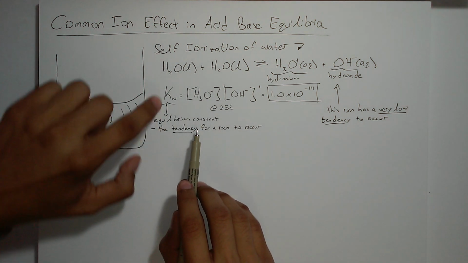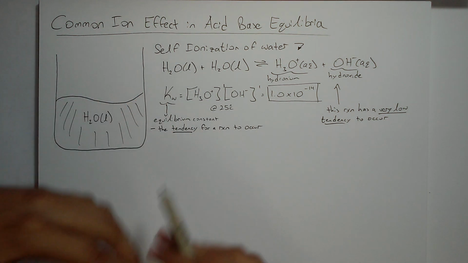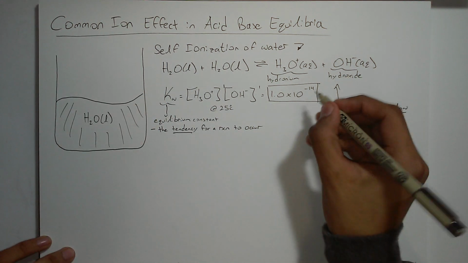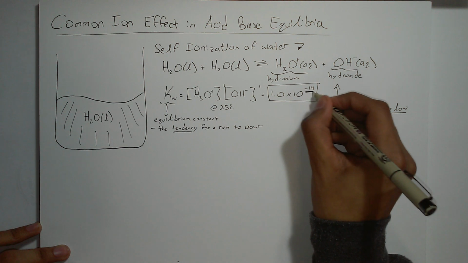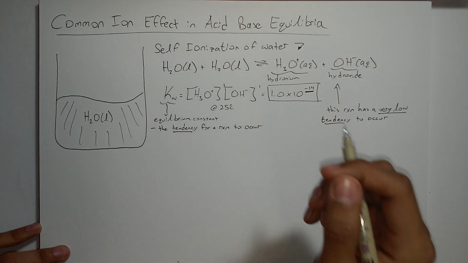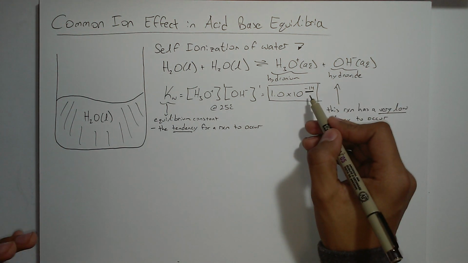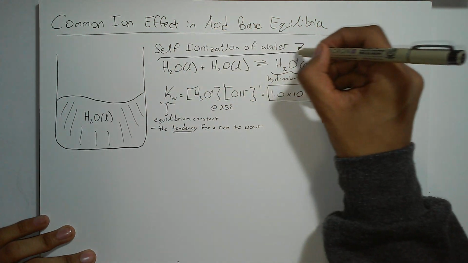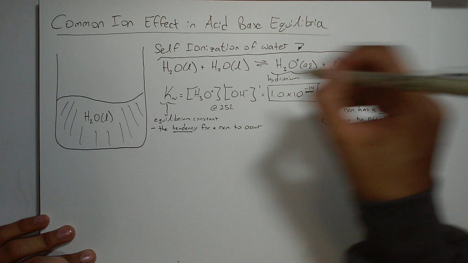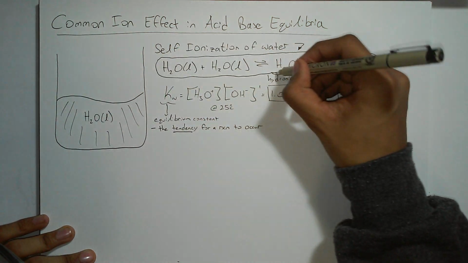Like I said, now try to think of these equilibrium constants as being tendencies for reactions to occur. So like I said, 1.0 times 10 to the negative 14, that's a very, very, very tiny number. And since it's such a tiny number, that means that this particular reaction up here, the self-ionization of water, has a very low tendency of occurring.